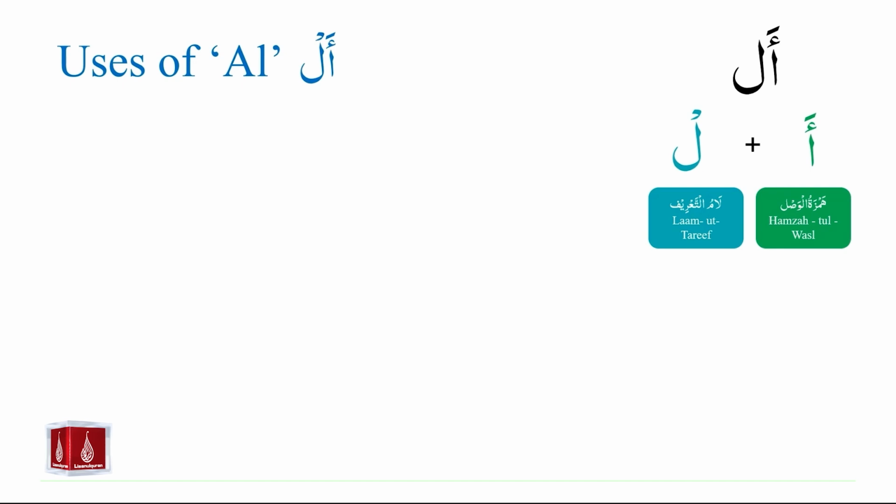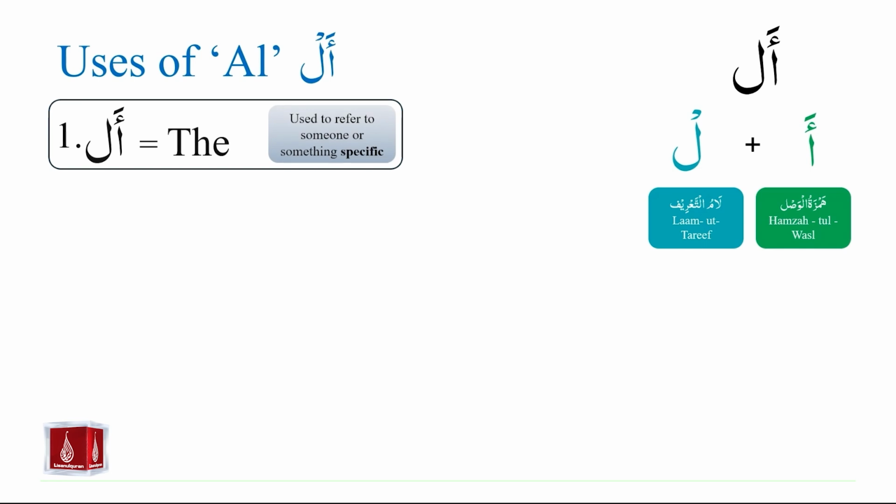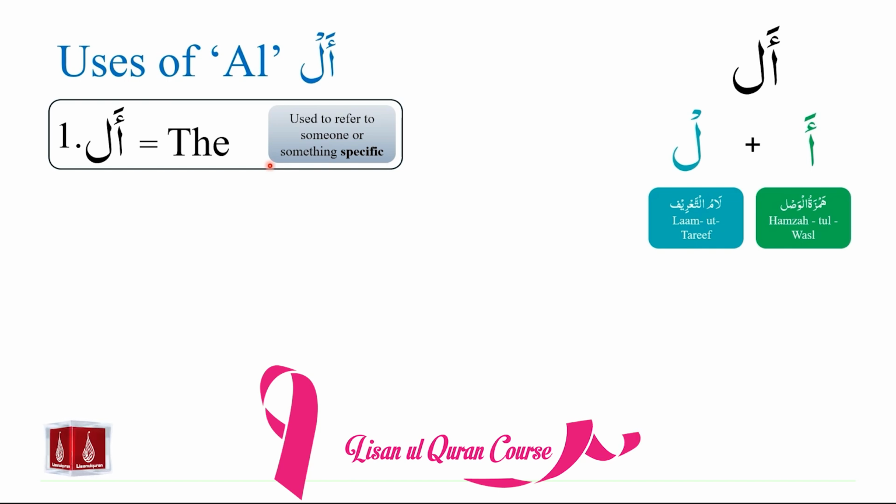Finally, let us study the second use of al in Arabic grammar. The first use of al that we studied was that al brings out the meaning of the. Al is used to refer to someone or something specific. We studied the example of kitab, which means a book, and al-kitab, which means the book. So the addition of al to kitab makes kitab, which is indefinite, into al-kitab, which is an example of a definite ism. To study the second use of al, we will look at some examples.